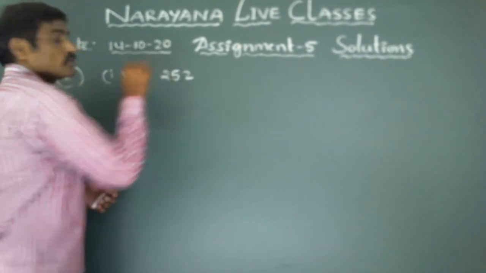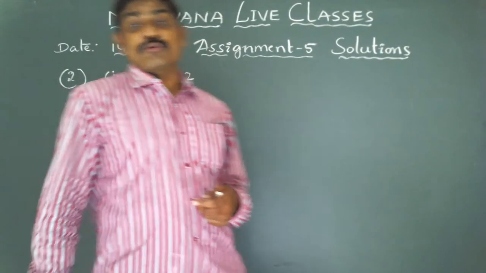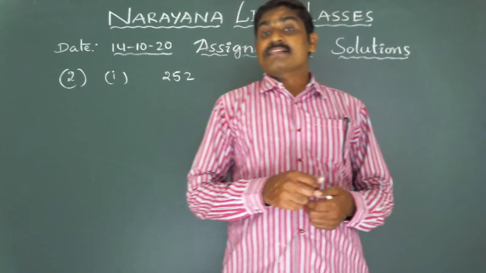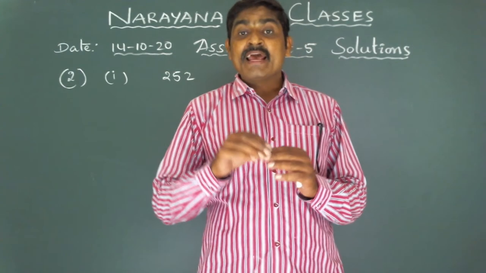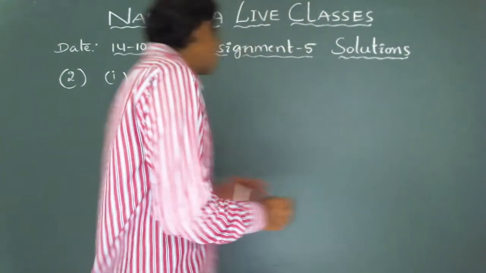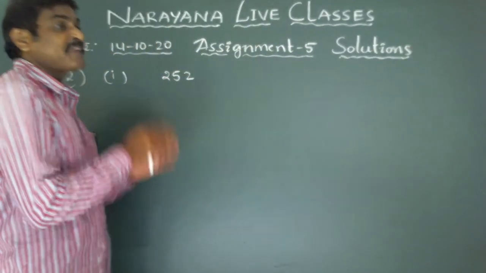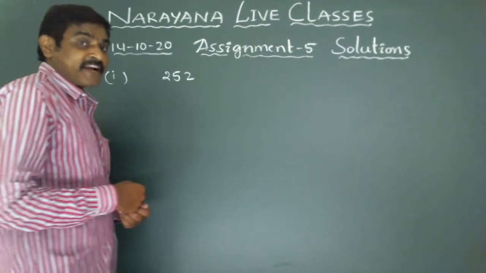252. So for this 252, for each of the following numbers, find the smallest number by which it should be multiplied so as to get a perfect square number. So by which whole number you have to multiply to get the perfect square. This can also be verified through the prime factorization method.